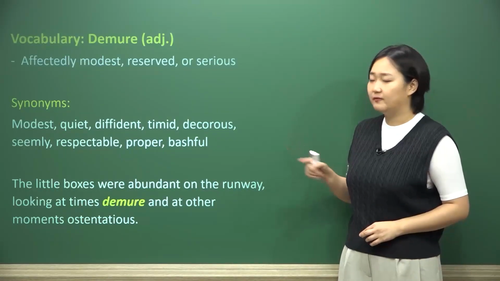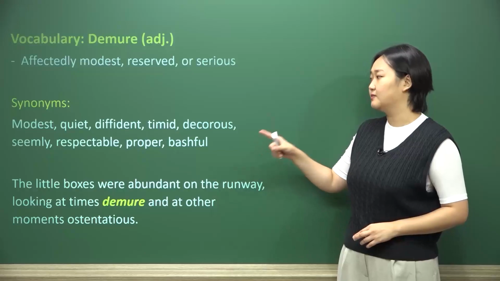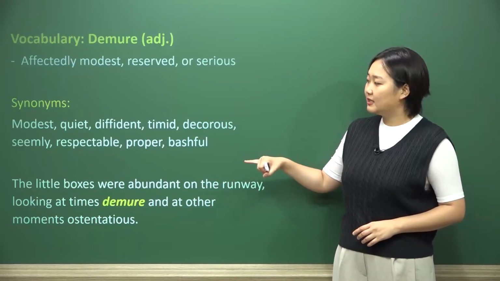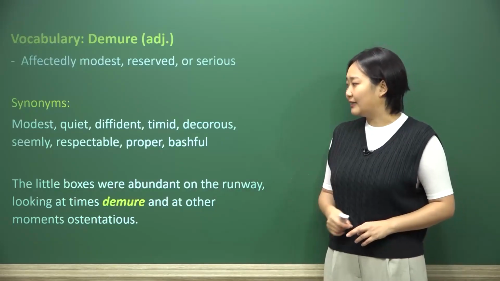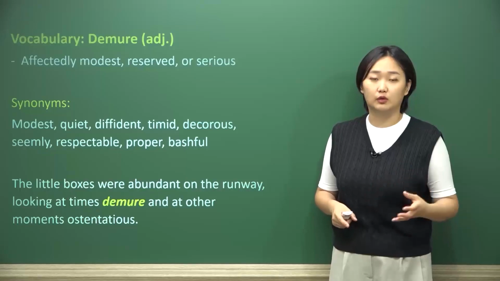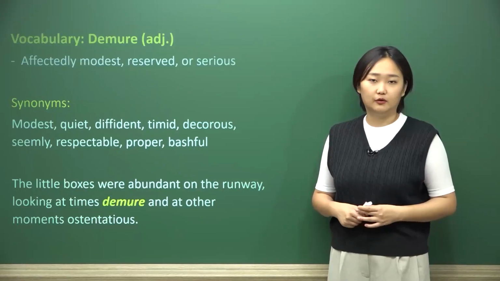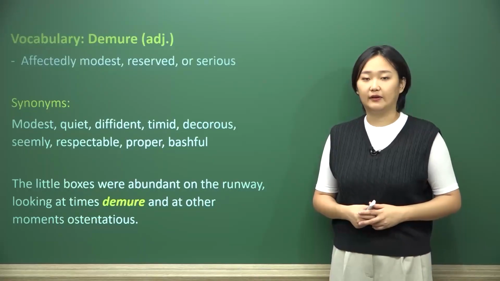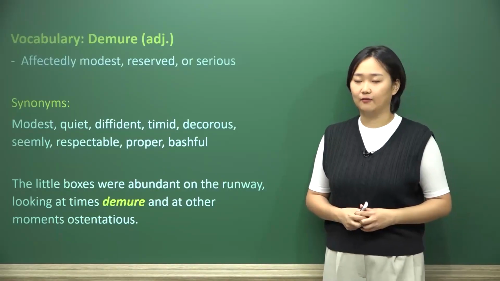And so the synonyms first, before I get into it a little bit, are modest, quiet, diffident, timid, decorous, seemly, respectable, proper, and bashful. Now, I'm going to say here that the synonyms are very similar to the word demure, but I think the word demure also has a very interesting connotation to it that you guys are going to be seeing very quickly in these sentences that I have for us below.